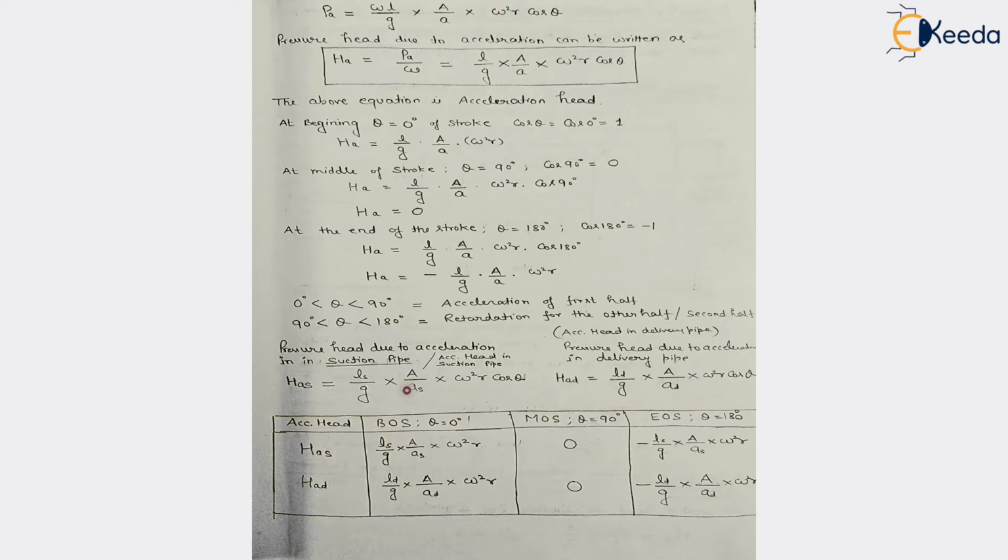So this is the equation for acceleration head, or pressure head due to the acceleration, for the suction pipe, and this is for the discharge pipe. And this I have already explained. During the suction theta is 0, in the middle of suction it is 90, and at the end of the suction it is 180. So this is positive, this is 0, this is negative. Similarly for the discharge pipe we can write, it is maximum, that is positive, and it is 0, it is negative. This thing I have already explained here. See here.